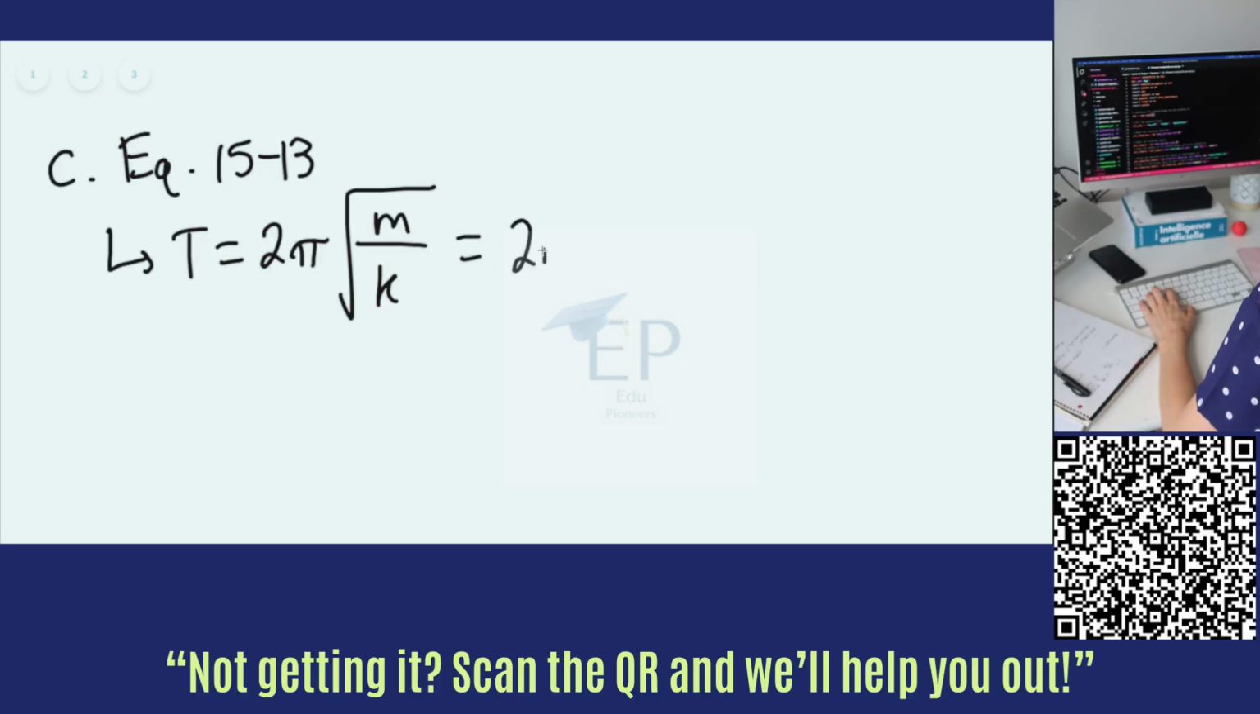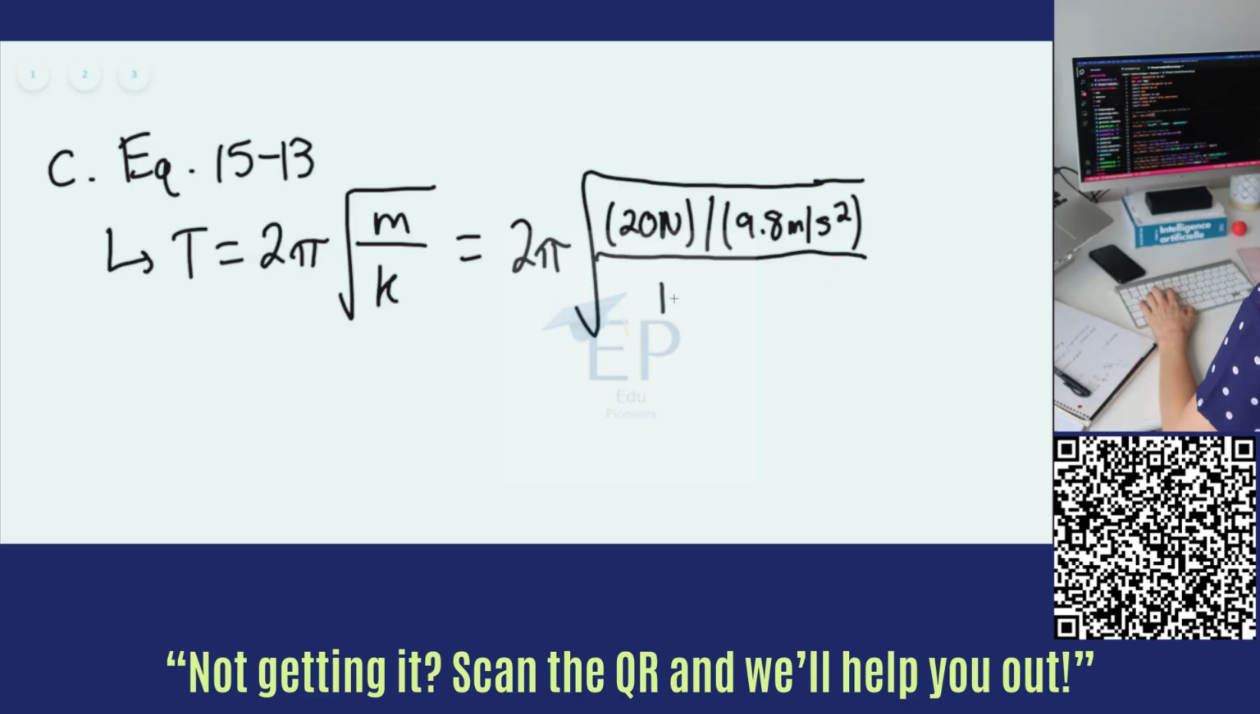This is going to be equal to 2 pi multiplied by the weight of 20 newtons divided by the acceleration due to gravity, 9.8 meters per second squared. This is to find the mass, and this would be divided by the spring constant of 100 newtons per meter. So we find that the period is equaling 0.90 seconds.